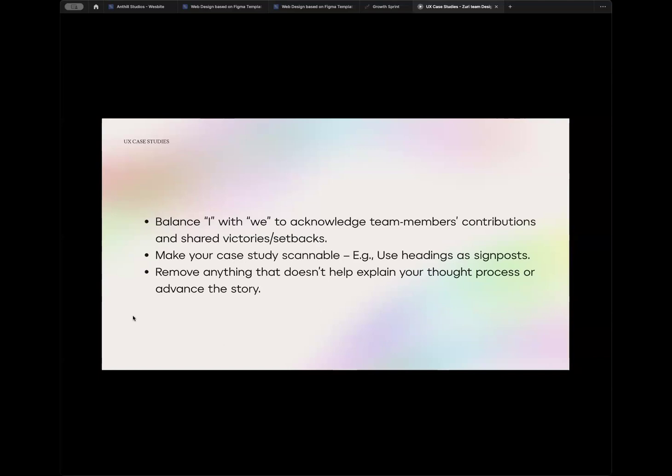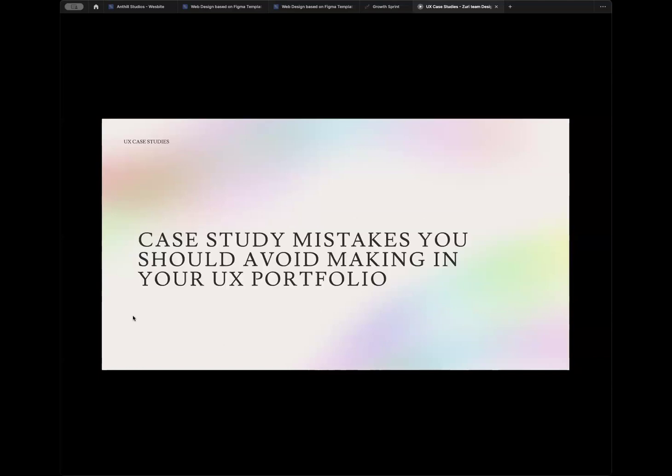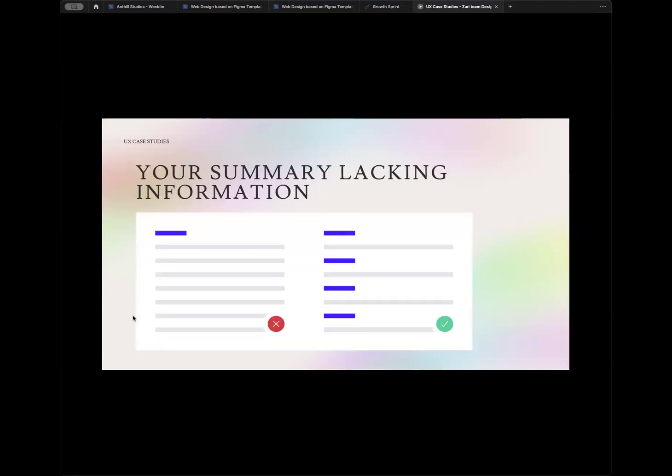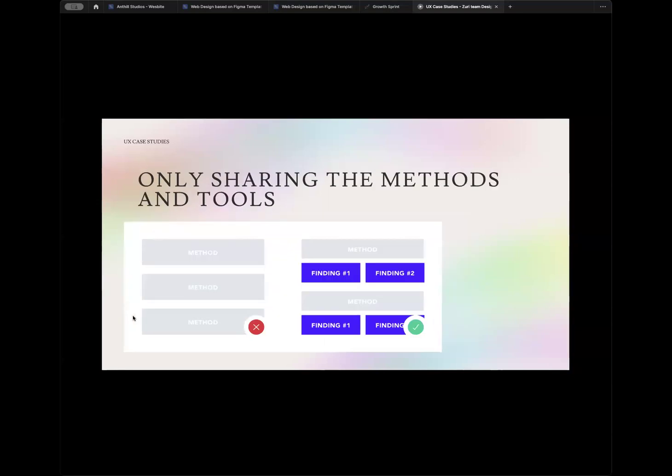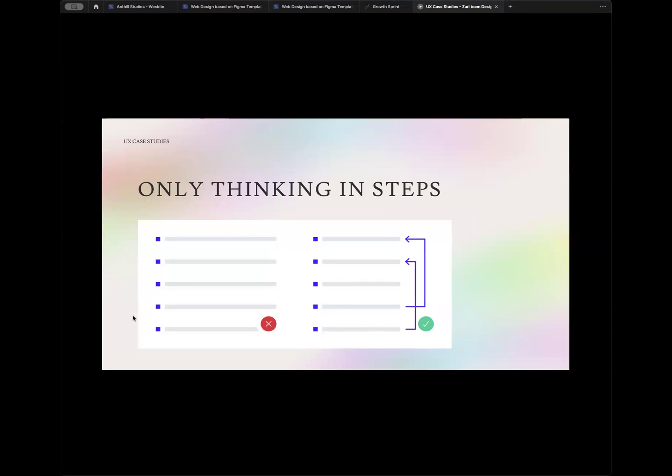And then we talked about case study mistakes. Your summary should not lack information. You should not only share method and tools, you should also share the outcomes, share your findings. You should not only think in steps, you should know that it's okay to reference earlier steps whenever you're writing. The fact that you've gone past step 1 doesn't mean that you should ignore step 1 or forget step 1.